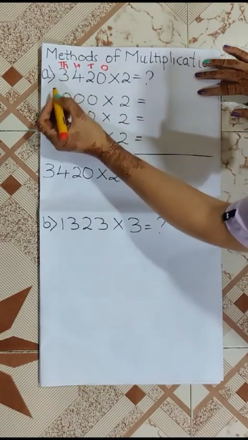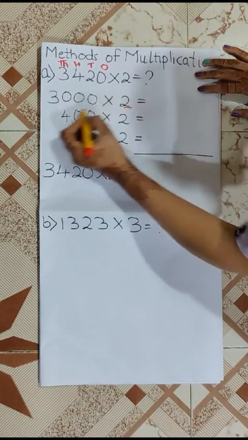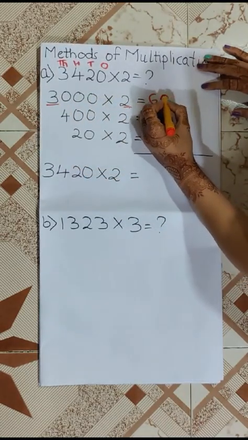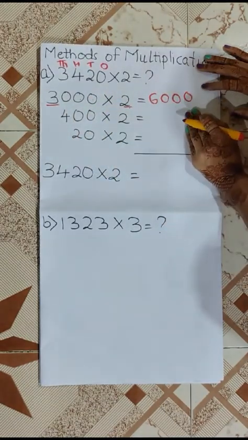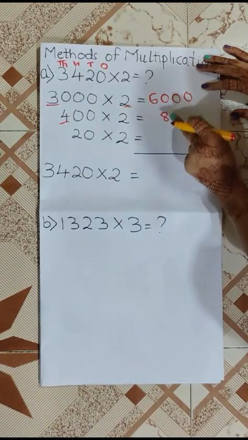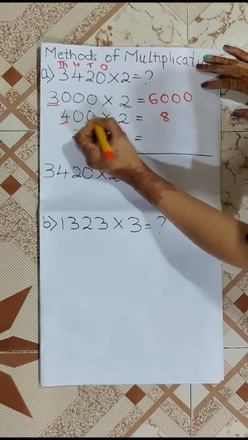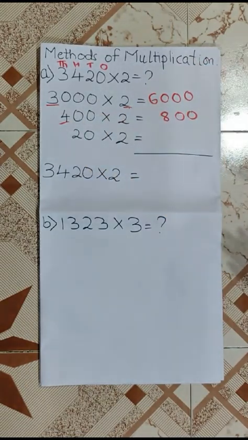So I will take my 3000 times 2. 3 times 2, mental math, is 6. Therefore, 1, 2, and 3 zeros. That's my 6000. 2 times 4 is 8. Again placing, since it is hundreds, I will place it under hundreds, and my 2 zeros. This is a shortcut trick for multiplication, that is by mental math.